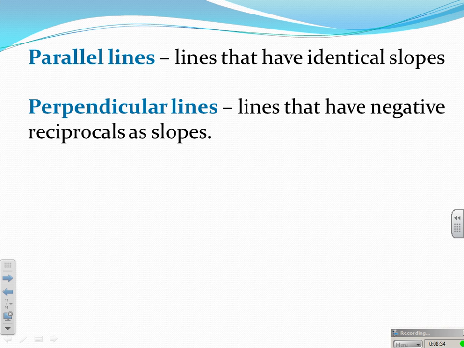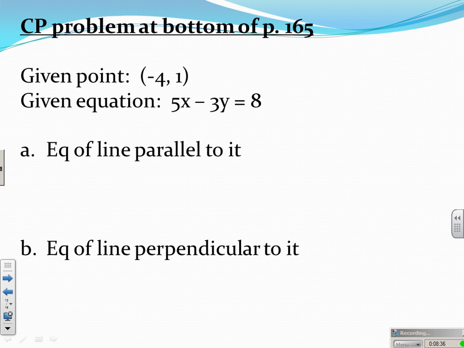Okay, so let's take a look at that. If we're given the point negative 4, 1, and an equation 5x minus 3y is equal to 8, let's find an equation of a line parallel to it passing through the given point. All right, so first of all, we need to know what slope we're dealing with in that given equation. If we want to be parallel to it, we need to know what slope would get us parallel to it. So rearrange your equation so that you can see your slope.